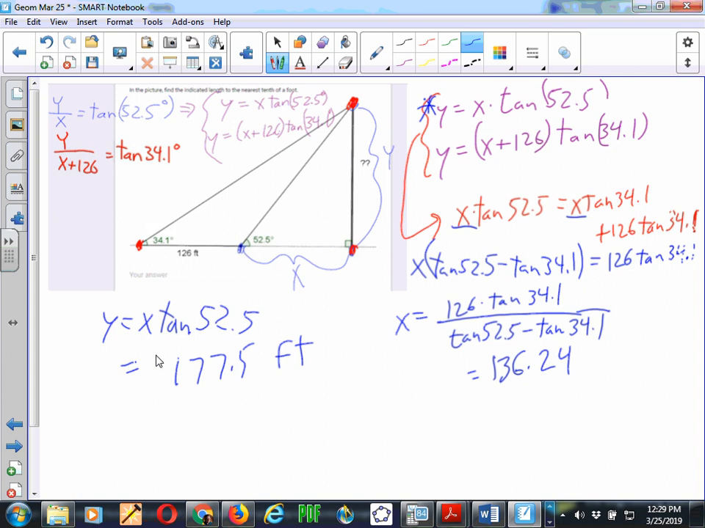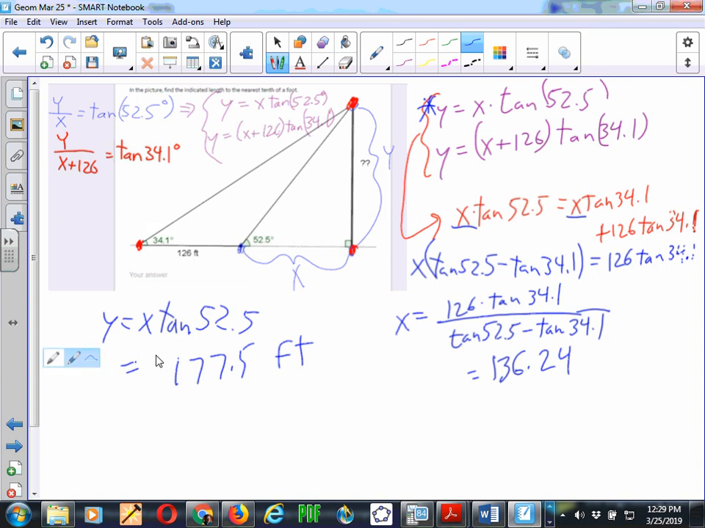But right now you'd like an alternative for this, and I want to remind you the other way we did this. So the second day we did a problem like this, I came in and said, let's do it on the calculator. Right? Your calculator has some very powerful tools. You have this function y equals x tangent 52.5. I can put that in y1. In y2, I can put y2 equals x plus 126 times the tangent of 34.1.